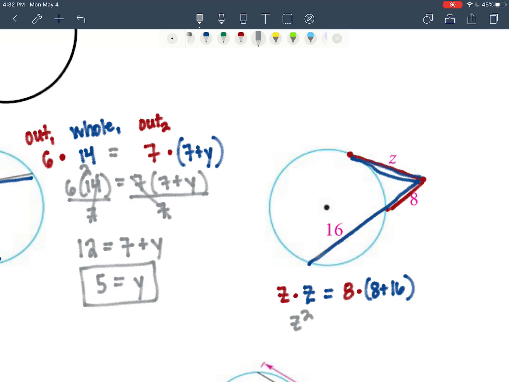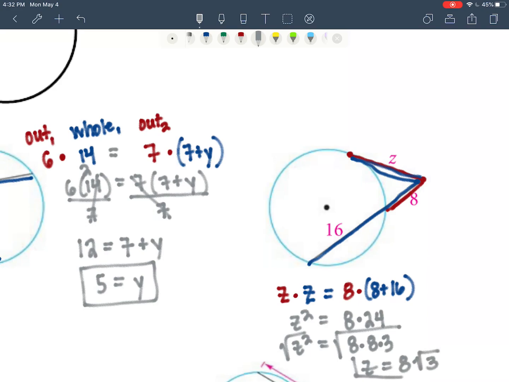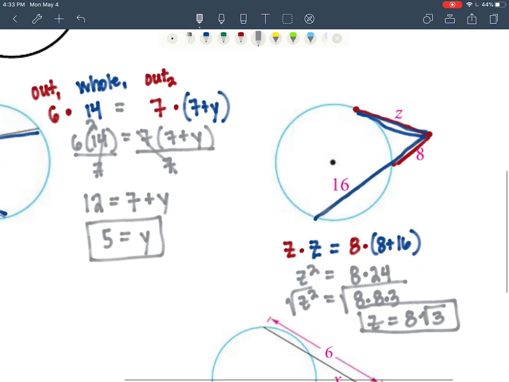So I've got z squared equals 8 times 24. And 8 times 24 is the same thing as 8 times 8 times 3. The reason I'm doing that is because I'm going to square root both sides, and now z is equal to 8 times the square root of 3. So that's just some cool arithmetic there. Some very, very cool arithmetic.